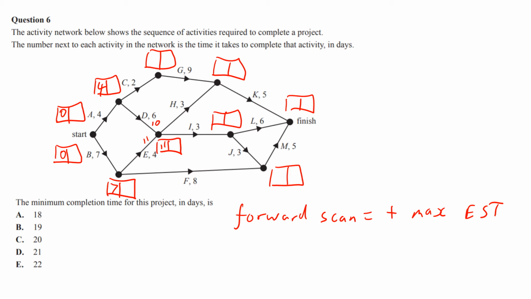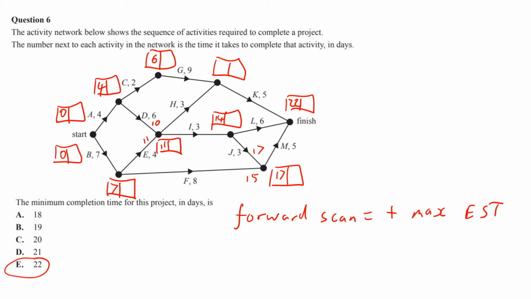7 plus 8 gets me 15. 11 plus 3 gets me 14. 14 plus 3 gets me 17, so I'm going to choose the 17. 17 plus 5 gets me 22. I already know the answer is E. Let's be nice and finish the diagram off.